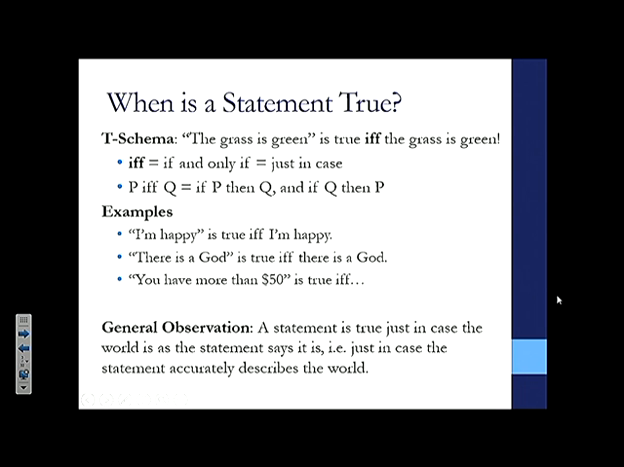Oftentimes, truth is confused with belief, and you hear people saying things like, well, that's not my truth, or, true for you, not for me. The way to make sense of this talk, if it is indeed sensible, is just to acknowledge that when you have a belief, to believe you're in a room is to take it as true that you're in a room. When you have a belief, you're representing the world in a certain way. And the belief is true just in case the statement believed is true, and the statement believed is true just in case the world is as the statement represents.